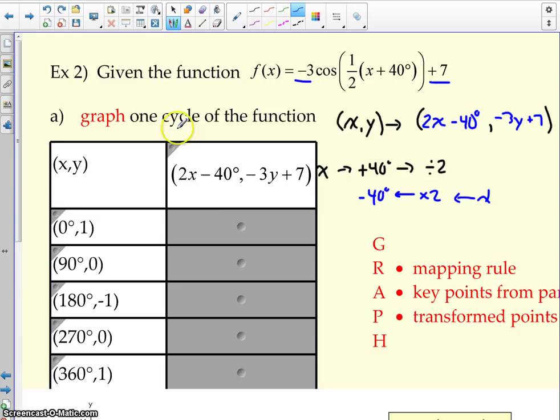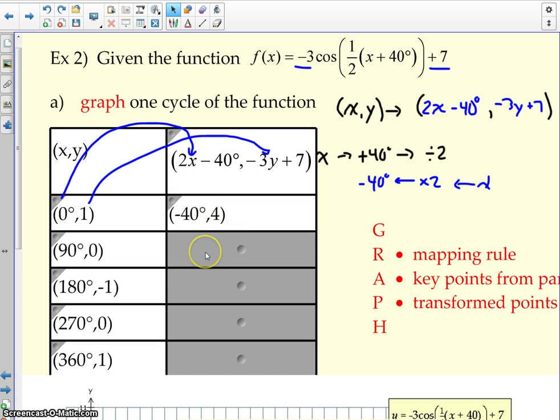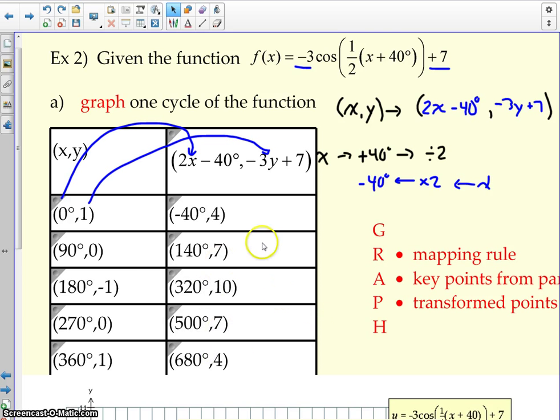So 0 degrees I put in here for x. 2 times 0 minus 40 is minus 40 degrees. Put in 1 for y, and I get negative 3 times 1 plus 7, which gives me 4. So that tells me that (0 degrees, 1) transforms to (negative 40 degrees, 4). And I'm going to trust you guys to do the math on your own here just to make sure it works, but try all these other points and you should get these 5 points.